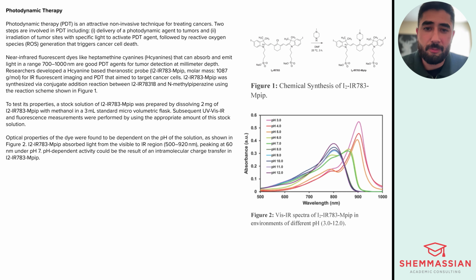And that goes from pH 9 to 12. And we can see that for each one of these three groups, there's a range that the wavelength is in. Keep in mind, paragraph 4, the paragraph we just came from, indicated that M-pips absorbed light from the visible to IR region. It was peaking at 860 nanometers under pH 7. So when we look at this graph, we can find that exactly in the figure.